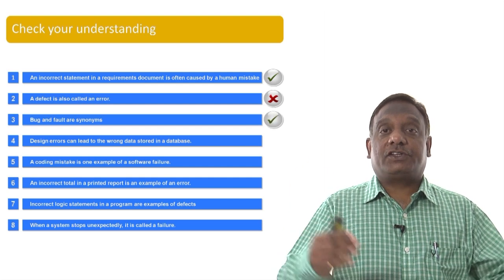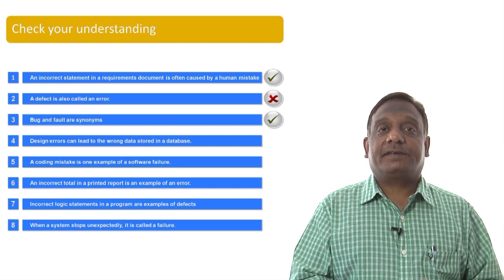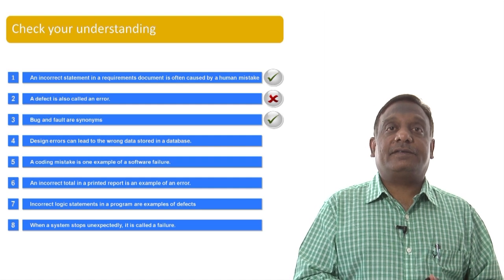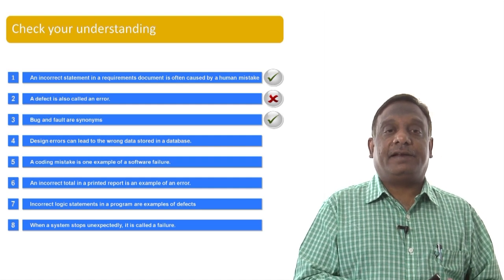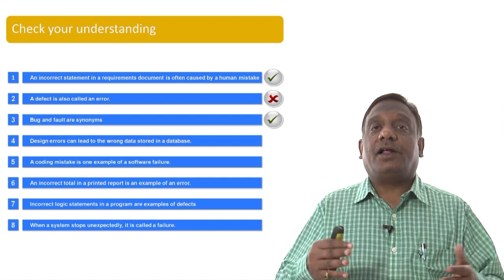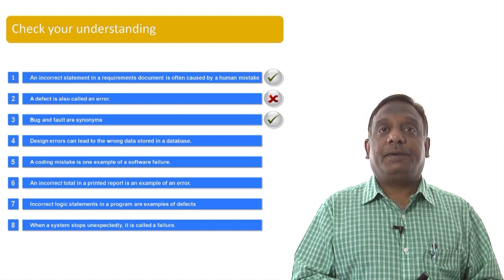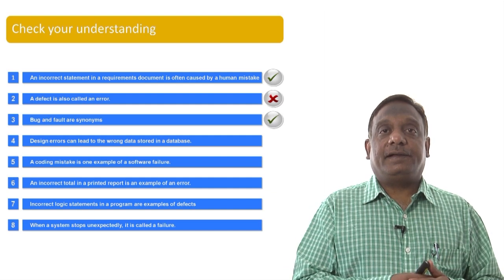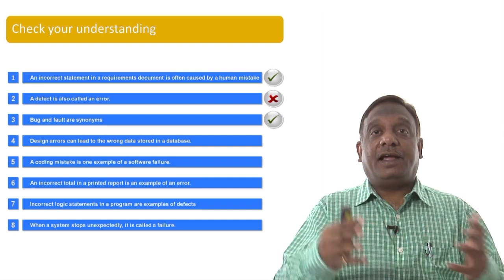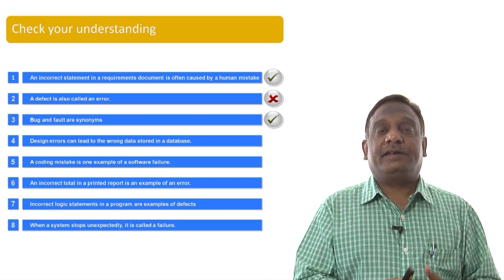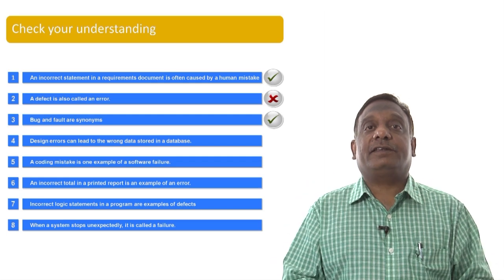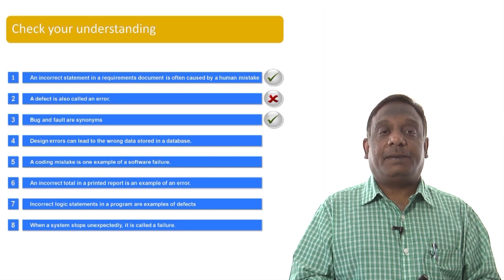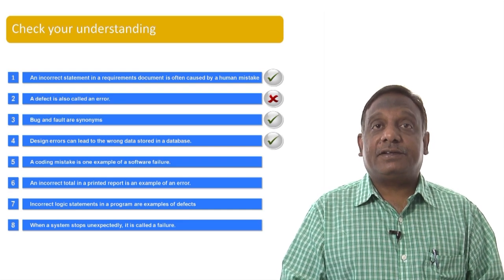The fourth statement is: design errors can lead to wrong data stored in a database. Yes or no? If you make a design error, it can lead to wrong data stored in a database. Yes, if you wrongly define your data, and that is not realized by programmers or designers, it can lead to a flaw in the system, and because of that flaw, you can store wrong information in the database. So the fourth statement is a right statement.